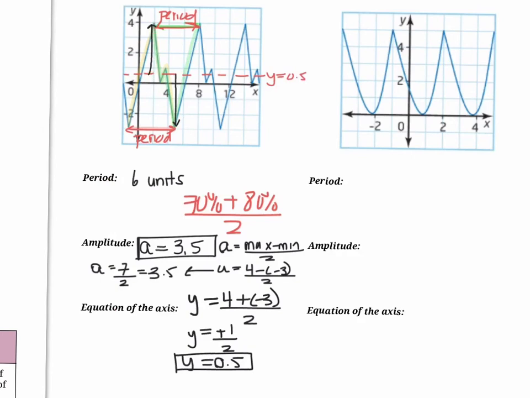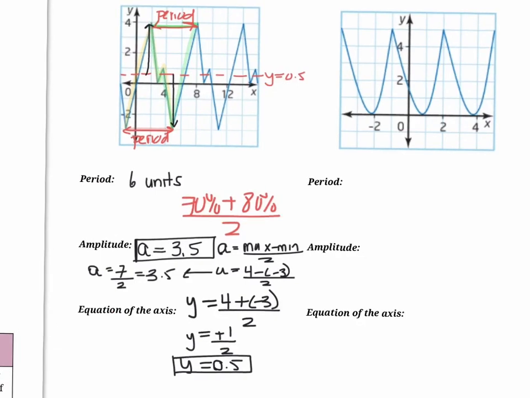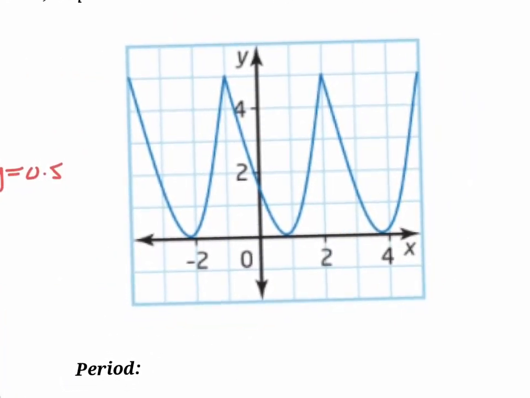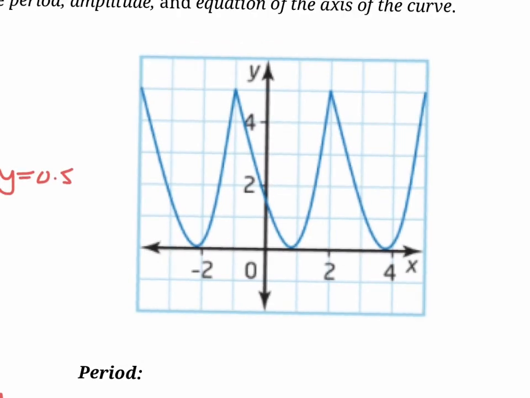So now that you have that, plus you have some formulas to help you out, I want you to try this graph completely on your own. So I'm going to zoom in on it so that you can see. I want you to pause the video. I want you to come up with the period, the amplitude, and the equation of the axis. I'm going to just show you the answer once you come back, and we're just going to talk about it a little bit. So pause the video and try it on your own.